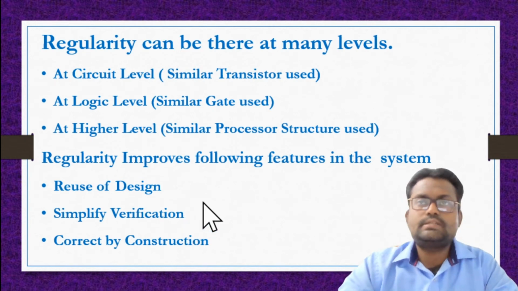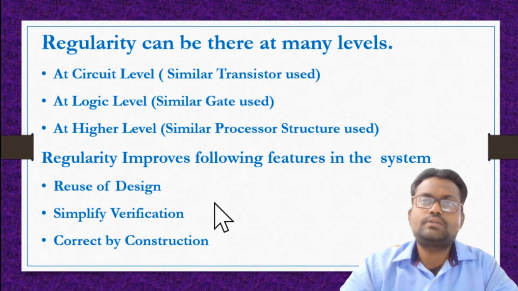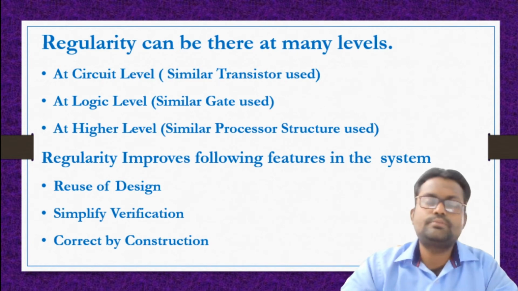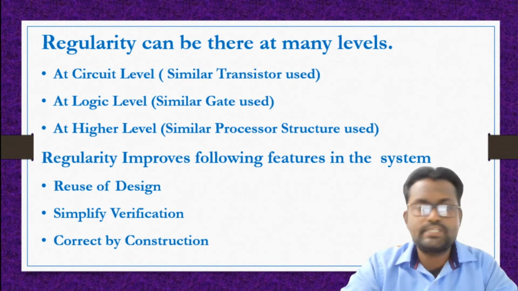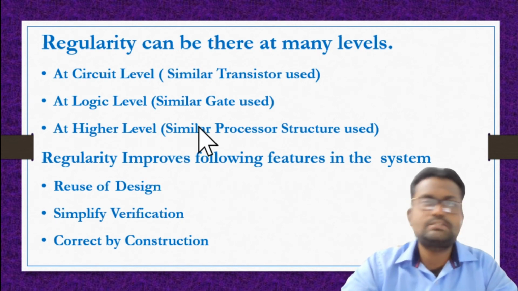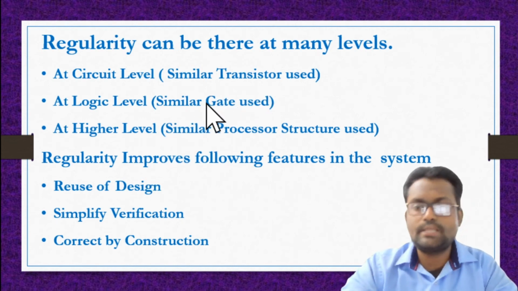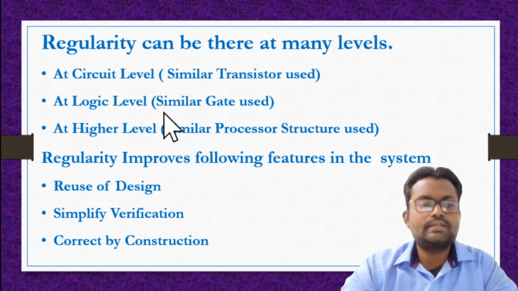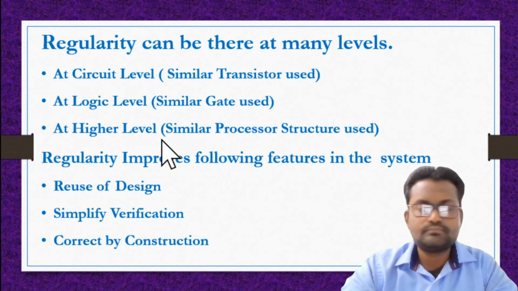Okay, now at logic level, suppose we design a circuit, and for representation of the circuit we use a boolean function, and by using that boolean function we prepare a combination of various types of logic gates. And if we represent this logic gate structure by using a similar type of gate, then this type of regularity structure is under the category of logic level.